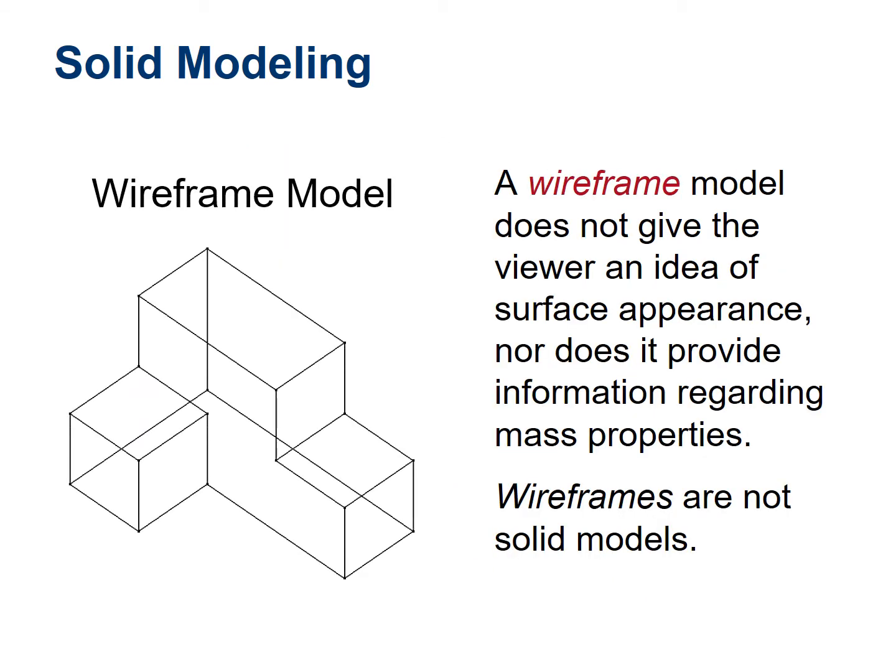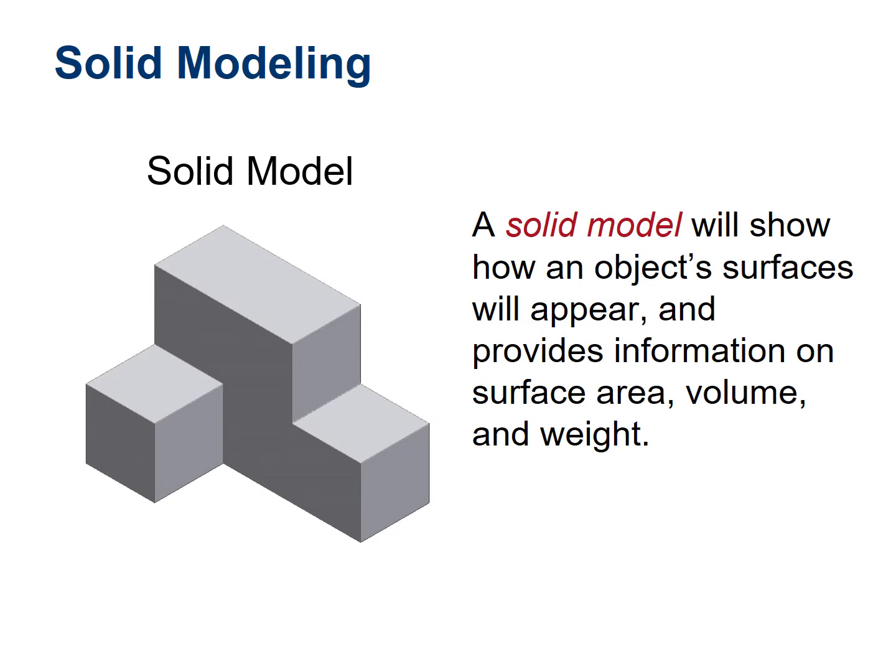A wireframe model does not give the viewer an idea of surface appearance, nor does it provide information regarding mass properties. Wireframes are not solid models, hence the name wireframe. It's really just like a shape that is formed by wires. Think of it like that. A solid model will show how an object's surfaces will appear and provides information on surface area, volume, and weight. It is a solid object.